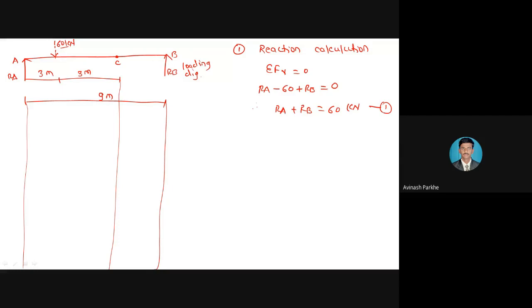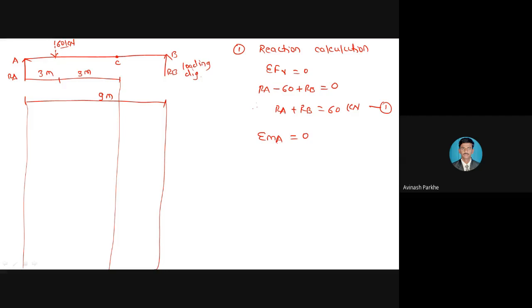Summation of vertical forces is equal to 0. Now here RA is also unknown, RB is also unknown. So what I will do? The moment at point A is equal to 0. That is summation of MA. Summation means total moment. Capital M represents the moment.